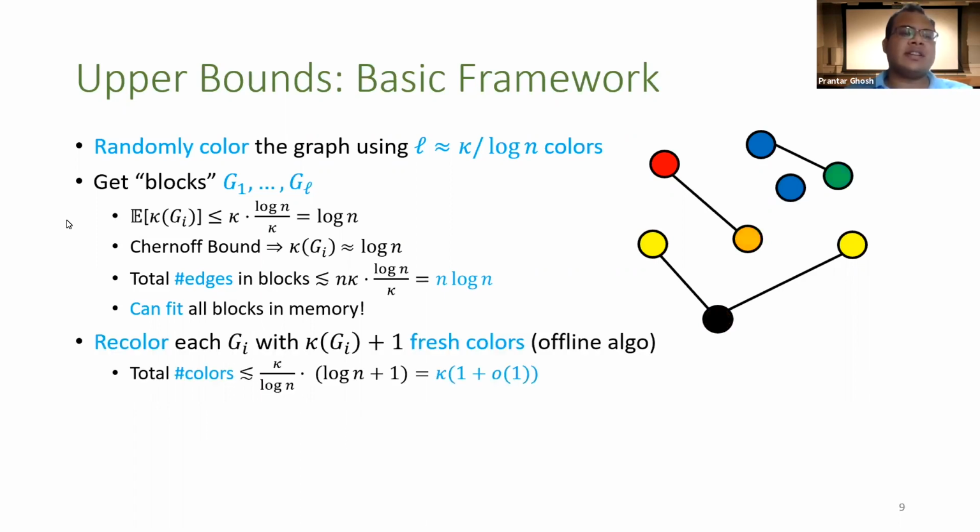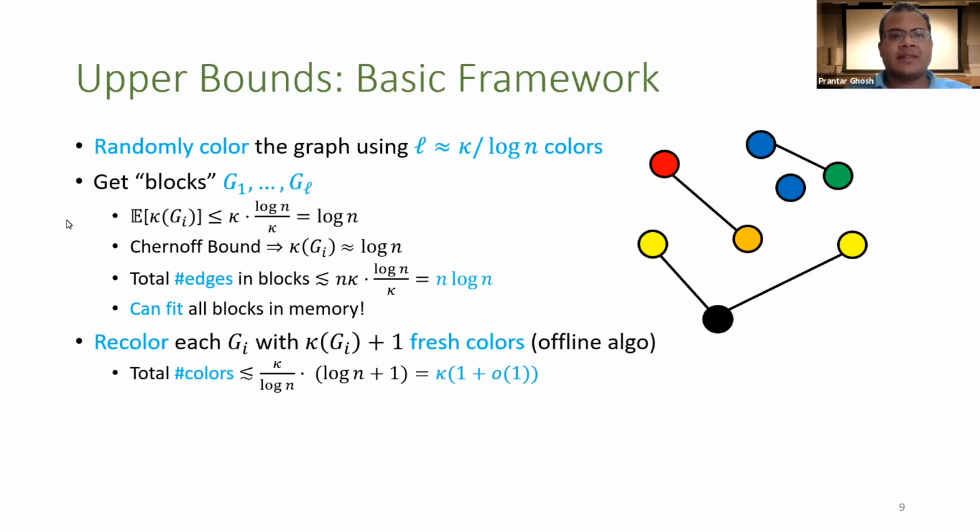Once we collect all the blocks in our memory, we can color each block Gi with kappa of Gi plus 1 many colors using our favorite offline algorithm. And we use distinct palettes for distinct blocks, which gives a proper coloring for the entire graph. The total number of colors we use in this way is log n plus 1 times kappa over log n, because each block has roughly log n degeneracy, and there are kappa over log n many blocks. So the color bound we get is kappa times 1 plus small o of 1.